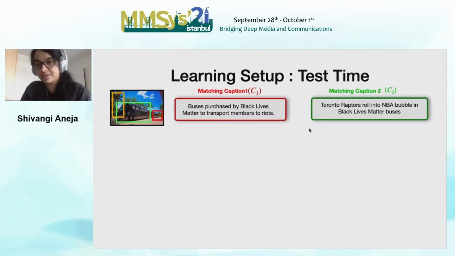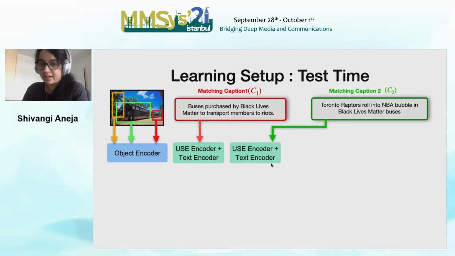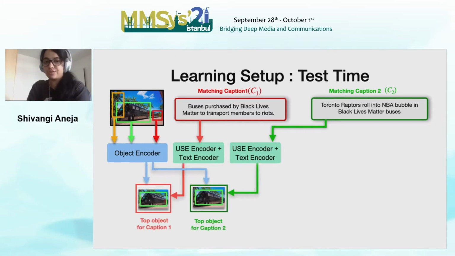One of them is true and one of them might be true or might be false. Then we pass them through our model, which we trained in the previous slide, and pick the most relevant object for each of these captions. So this bus is, let's say, the most relevant object for the first caption, and exactly the same bus is the most relevant object for the second caption, because in this case, both of these captions are talking about the same bus.